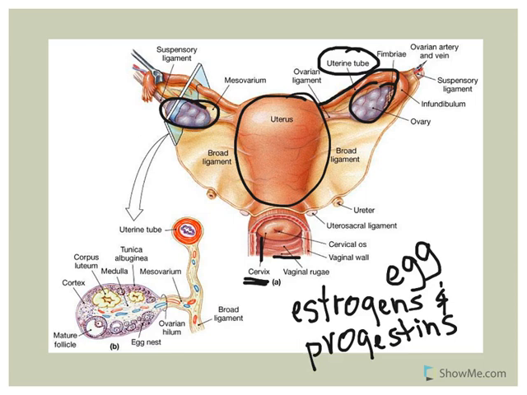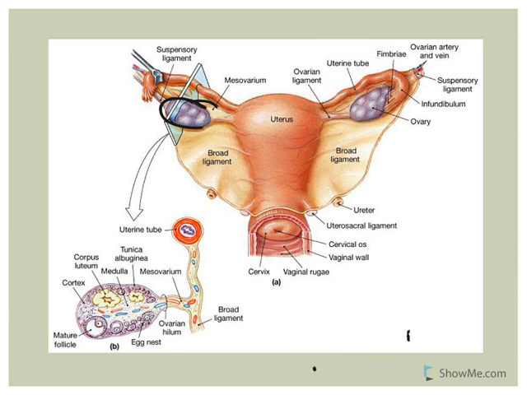So we'll start with the ovary. Now, the ovaries are located on the posterior side of the pelvic cavity. They're held in place by various ligaments. So the first one is the broad ligament. And the broad ligament, you see here, is going to be involved in not only supporting the ovary, but also supports the fallopian tubes and the uterus.